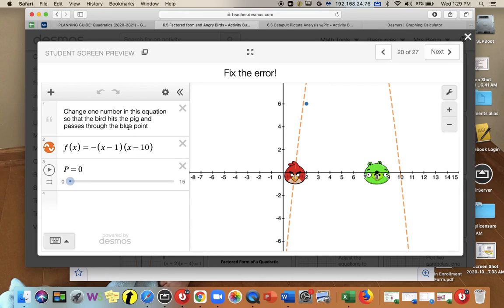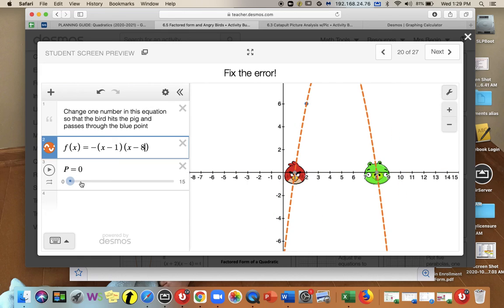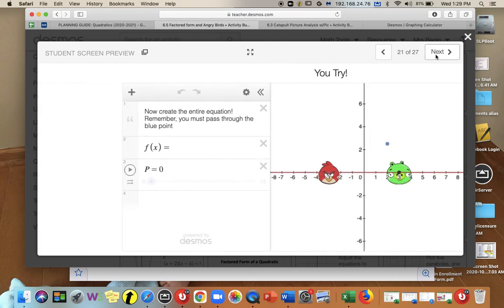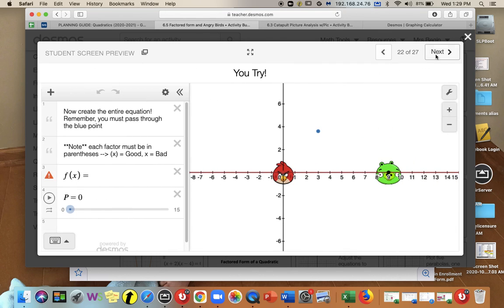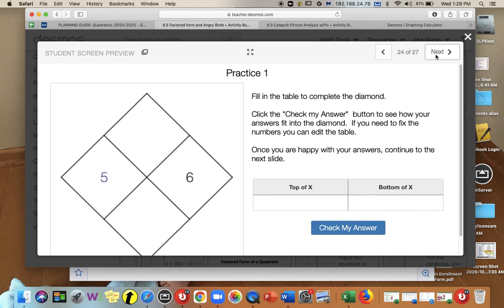Change one number in this equation so that the bird hits the pig and passes through the blue point. All right, so for sure, I'm changing the zero. So instead of a 10, I want to make that an 8. Oh, and look, it goes through the blue point as well. So the rest of the assignment, you're going to play around with the equation, and you're going to see if you can hit the blue point and the piggy using what you know.